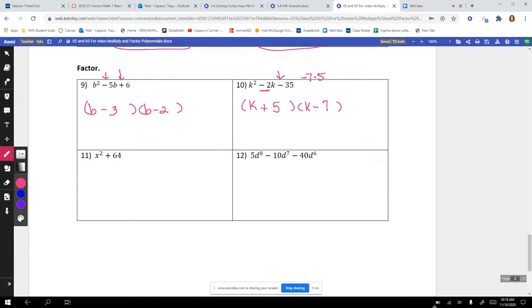Now, in looking at number 11, I have x squared, which is a perfect square, and 64, which is a perfect square. But remember, to use my difference of two squares, it needs to be a perfect square minus a perfect square, which it is not. So we don't have a pattern for this. This won't work. So this is actually not factorable.